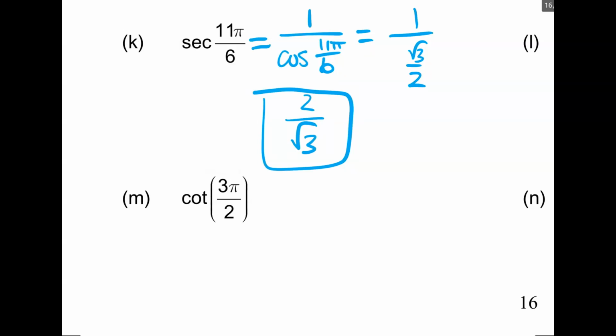Okay, we are in the fourth quadrant. All students take calculus. Cosine's positive in the fourth quadrant. That means secant's positive. We're solid here.